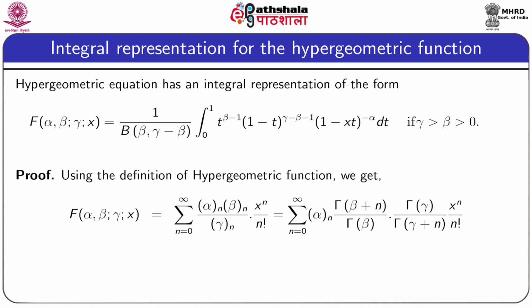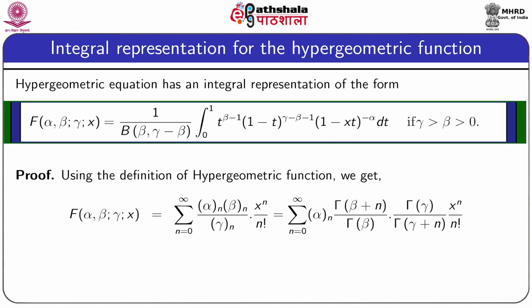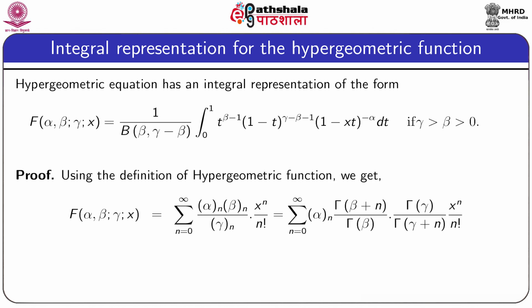We next look into the integral representation for the hypergeometric function. We have to show that f alpha beta gamma x is equal to 1 by beta function beta comma gamma minus beta integration 0 to 1 t to the power beta minus 1 1 minus t whole to the power gamma minus beta minus 1 1 minus xt to the power minus alpha dt with gamma greater than beta greater than 0.